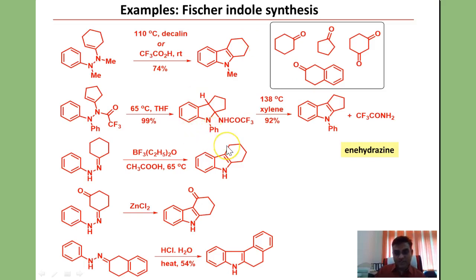Now, with the help of Fischer indole synthesis, it is also possible to form tricyclic derivatives of indole, and for that we have to prepare a phenylhydrazone of cyclic ketones. Here, cyclohexanone, cyclopentanone, 1,3-cyclohexanedione, and beta-tetralone all form a hydrazone derivative. And this hydrazone derivative on reaction with an acid leads to an indole derivative, and all these examples are of Fischer indole synthesis.